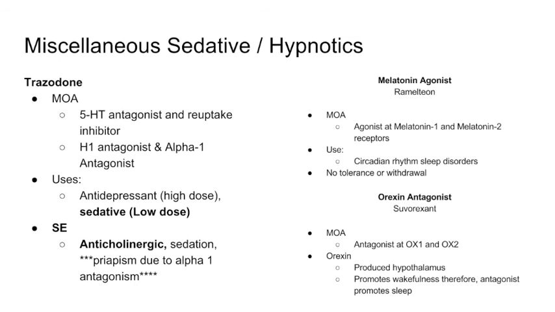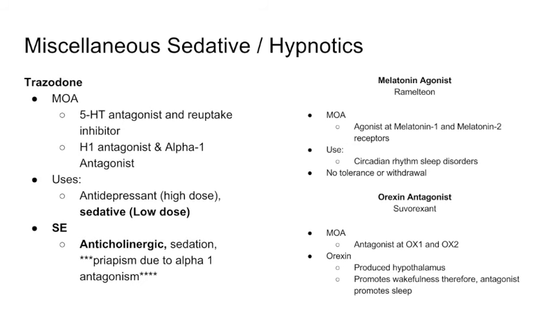Okay, a few more. Trazodone. Trazodone is our 5-HT2 serotonin antagonist and reuptake inhibitor. It also has alpha 1 antagonism and histamine 1 antagonism. So it has an antidepressive effect at high doses, but what we primarily use it for is sedation at low dose.